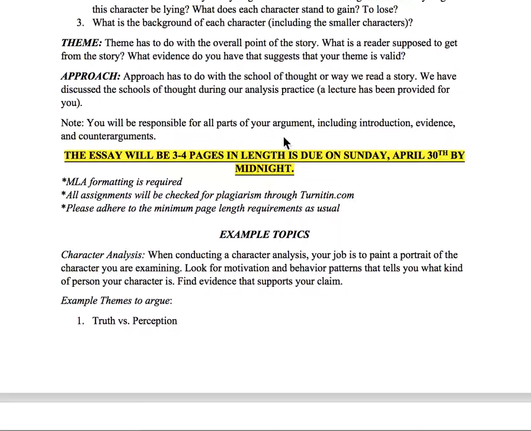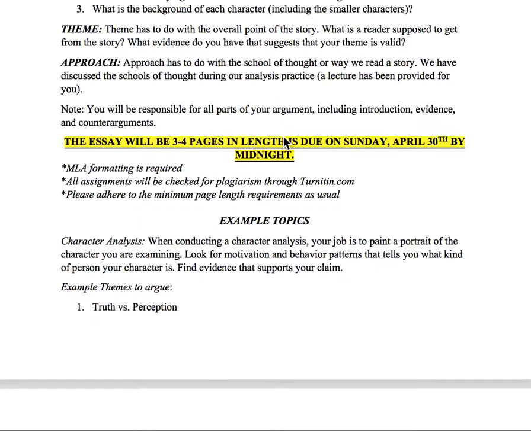So you will basically be creating a normal essay structure. You'll have an intro, a body, and a conclusion. You'll still have counter arguments. So in this sense, your counter argument might be something like, a person might not agree with my stance on this story because of X, but here's why my stance is correct.